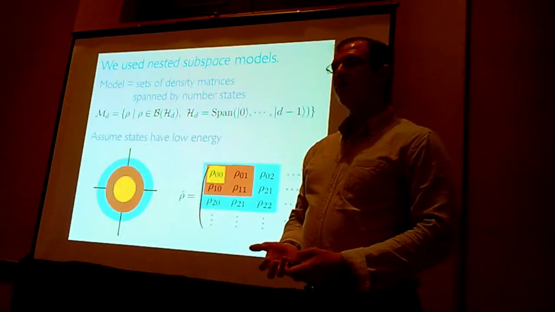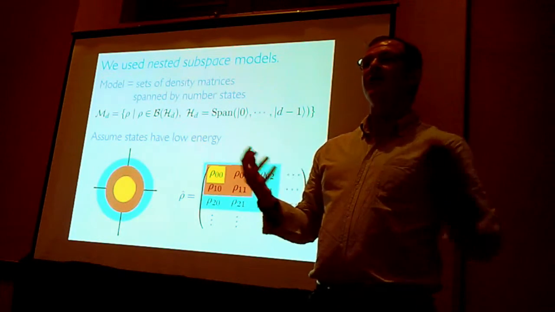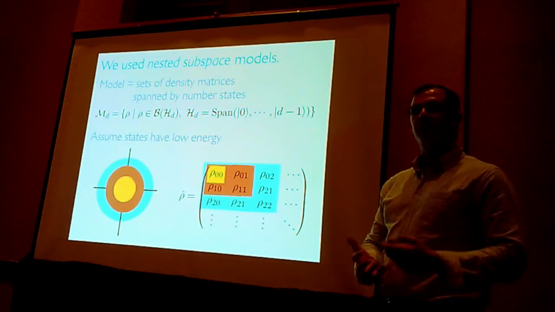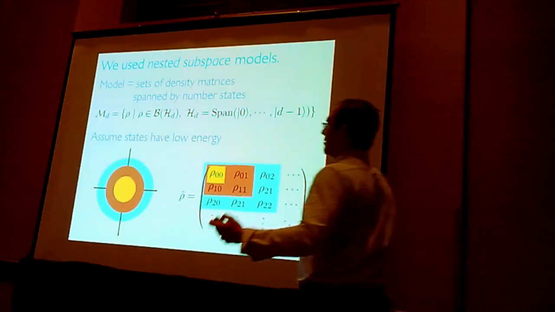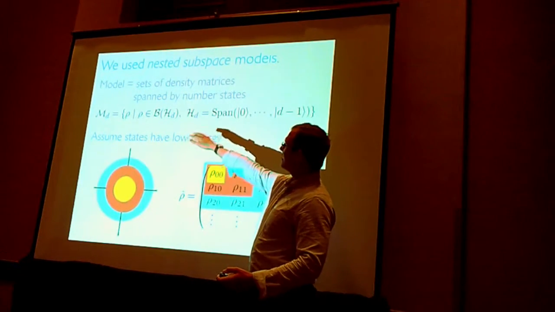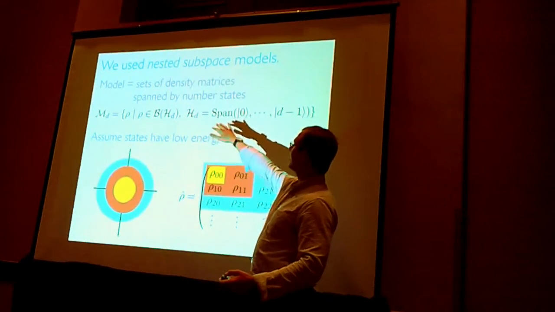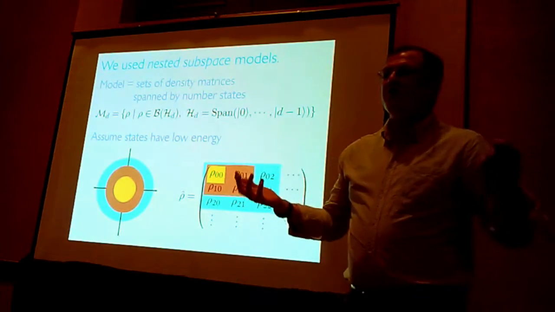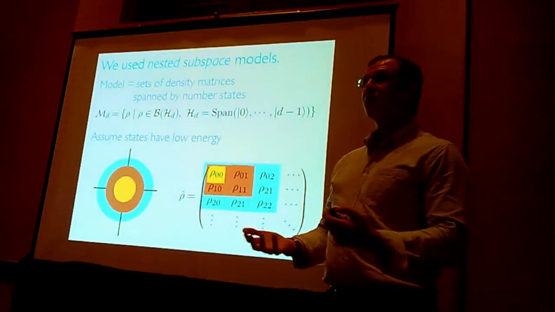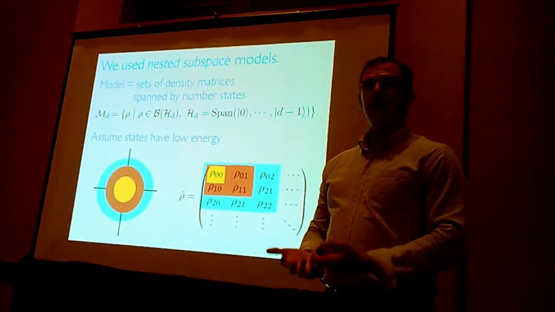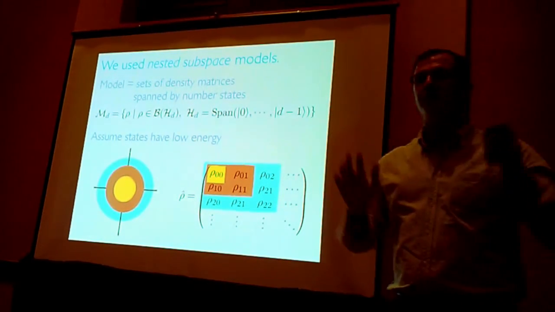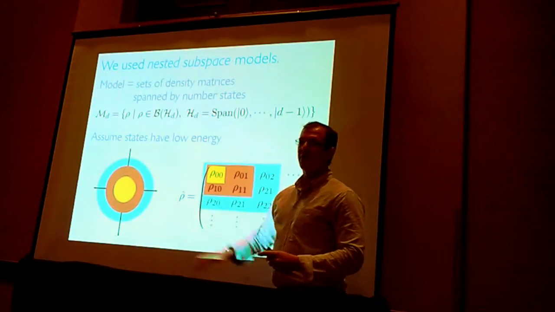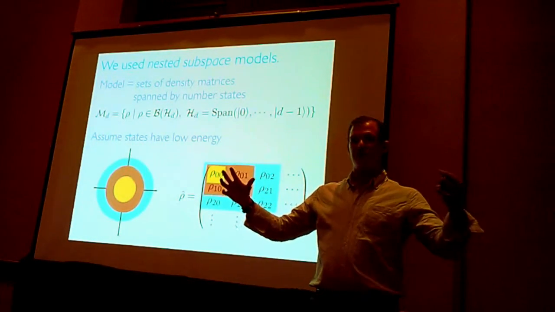So the particular models we chose, as I said earlier, are called nested subspace models. We pick sets of density matrices that are spanned by the Fock states. So mathematically, the model M sub D is simply all the sets of density matrices that have support on the first D Fock states. You could say that these models come about because we're assuming that the states we're studying have relatively low energy. Now, I like to think in pictures for a lot of things. So if we drew a picture of optical phase space, these models are simply expanding concentric disks.